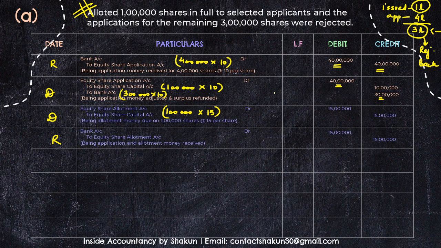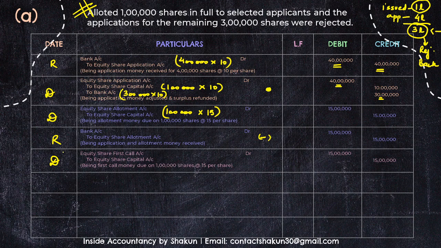Because in the second entry, nothing has been adjusted on allotment. Therefore, we are receiving the same amount that is due. If in case in the second entry, we had adjusted something on allotment, we would have subtracted it here. But we are not doing it because we didn't adjust it. The next entry will be the entry for due.